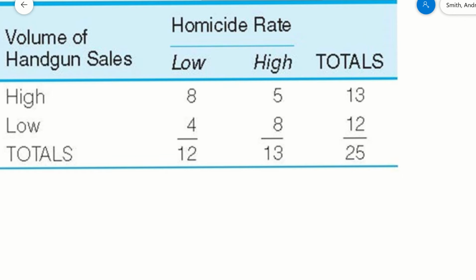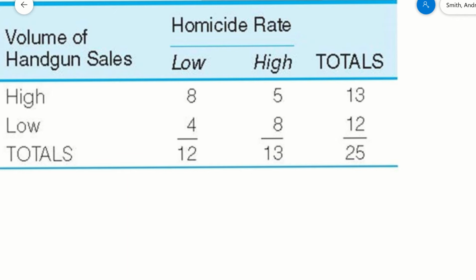Okay, well, let's start with this example, right? So we have a bivariate table, and it's a table basically wanting to know the significance of handgun sales to homicide rates. So basically, the question is, do handgun sales have an effect on homicide rates, right? So it's a bivariate table. Therefore, we can use chi-square, right?